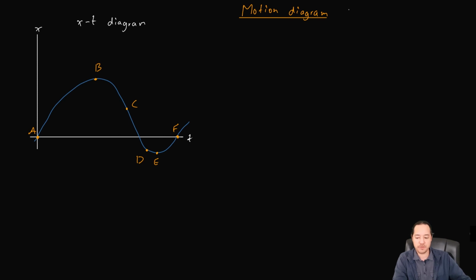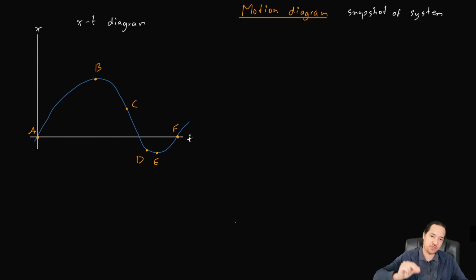A motion diagram is basically a snapshot of the system at one moment in time: how are things moving in the system? And we can imagine it's some kind of particle moving along the x direction with certain positions at different times. So to do this, we're just going to draw the x-axis. Let's draw a series of x-axes, like this.